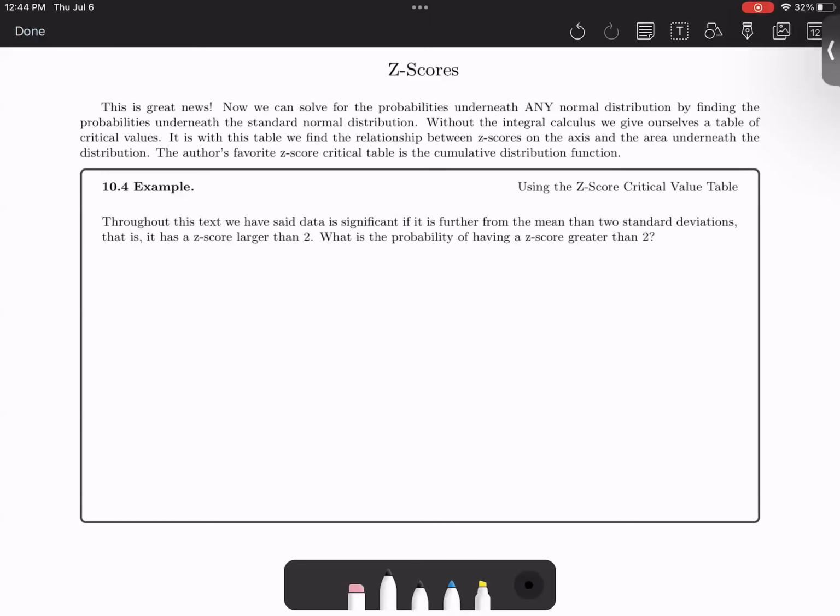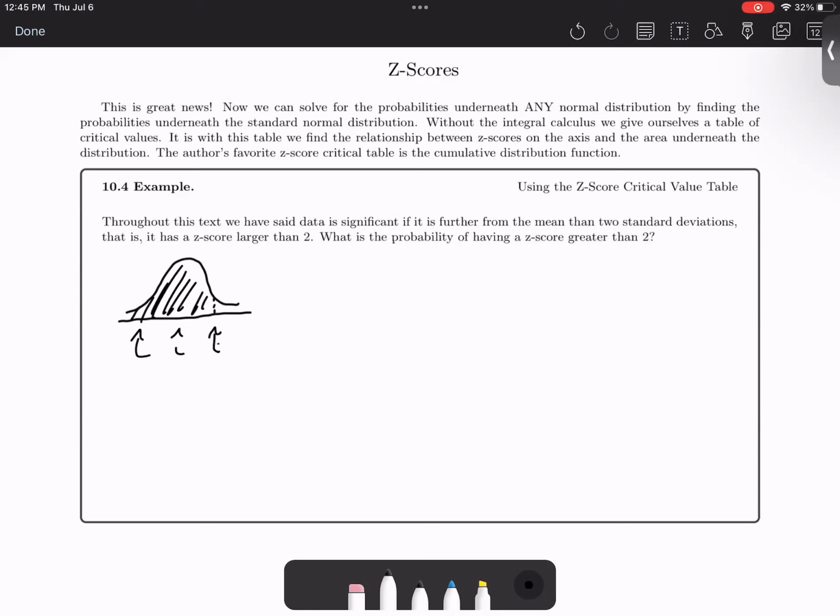Let's get some practice finding the probabilities underneath normal distributions. So the only way that you can find the probabilities underneath smooth normal distributions is with calculus, but because we don't know calculus yet, we have to give ourselves a table. So we're going to give ourselves a table that gives me a bunch of these values on our x-axis, and then it's going to give us corresponding areas to the left of those points.